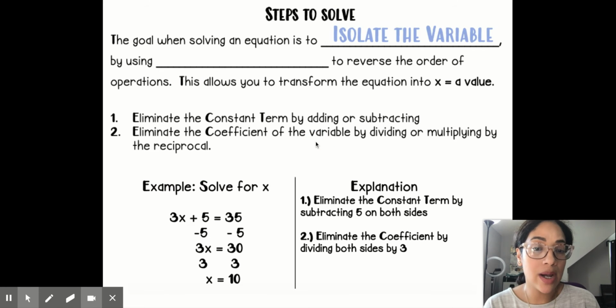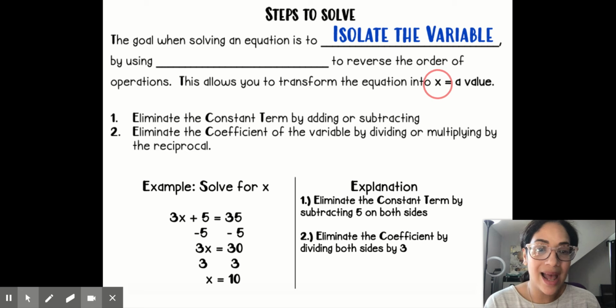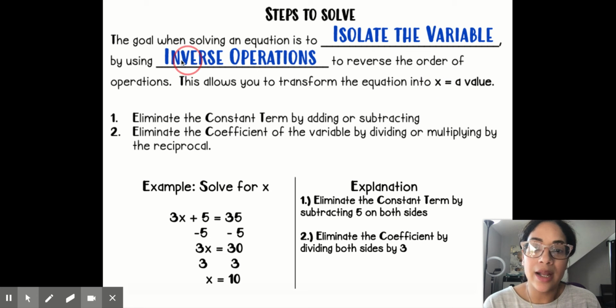When you are solving an equation, the goal of solving the equation is to isolate the variable. And what does isolate mean? It means to get the variable by itself. As you can see here, the x doesn't have a coefficient next to it. It doesn't have a number next to it. It's isolated. And what we do in order to isolate that variable is we use inverse operations. Now, the word inverse means to undo. It's the opposite. And that's how you're able to transform your equation into x equals a specific value.